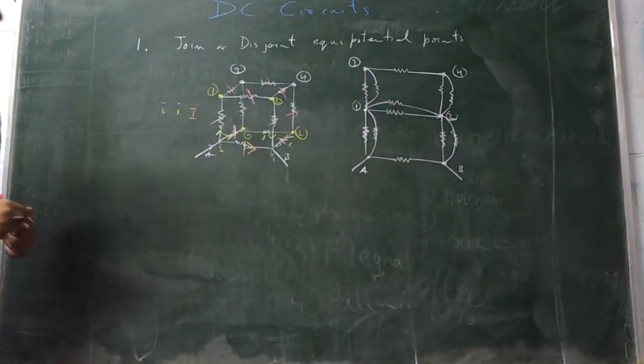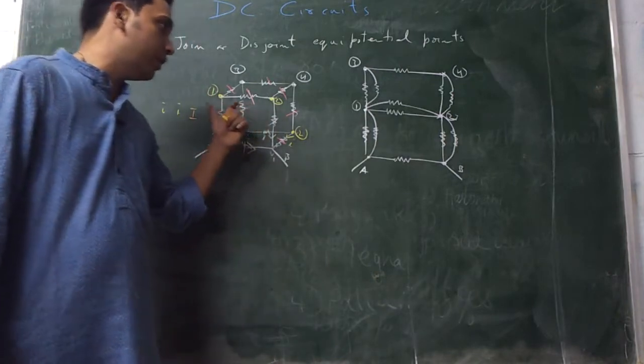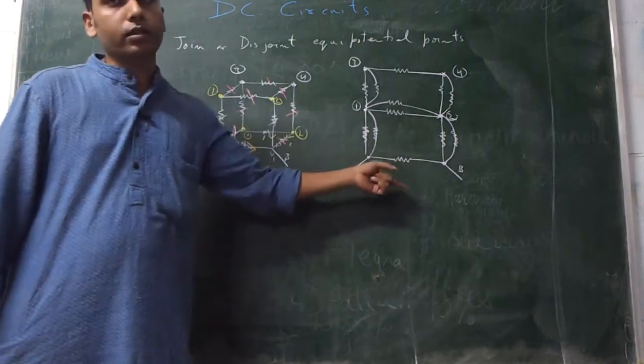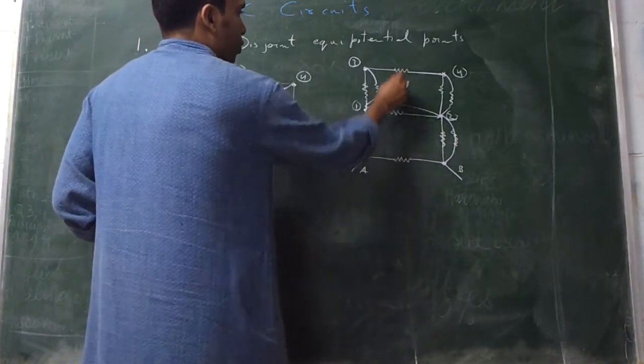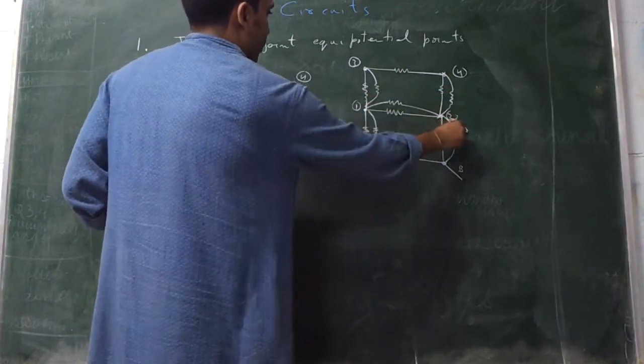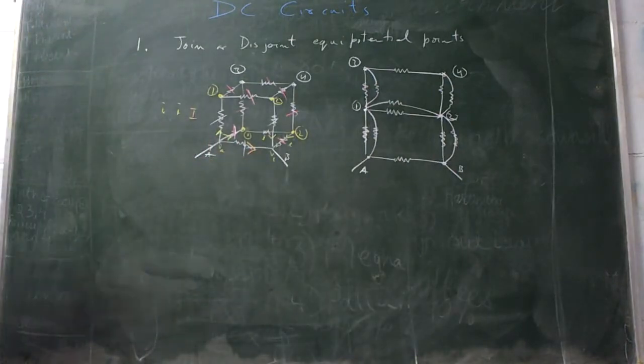And now you can see there were 12 resistances over here. On the 12 edges of the cube, we have 12 resistances over there also. 1, 2, 3, 4, 5, 6, 7, 8, 9, 10, 11, 12. Now this circuit you can see is very easy to solve, and you can solve it anyhow.